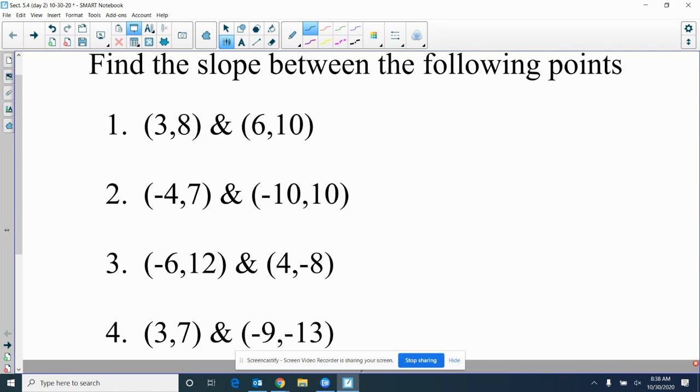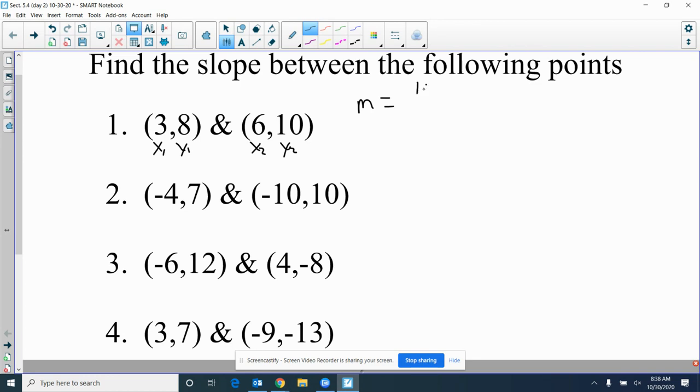Slope formula. You guys got to remember, change in y's over the change in x's. Okay. So here, I'm going to label these as x1, y1, x2, y2, and I got m. M stands for what? Slope. Good. I don't know why we use m, but we do.